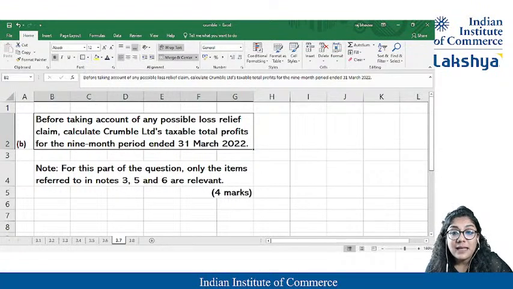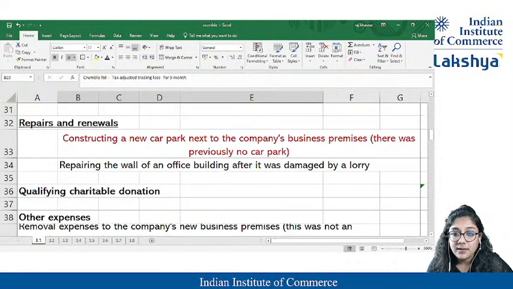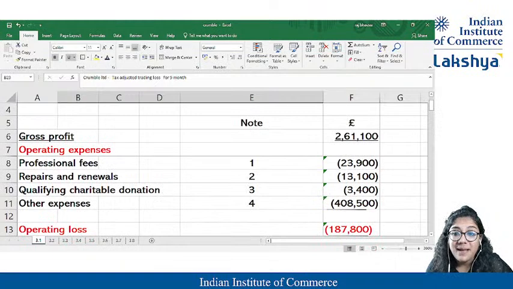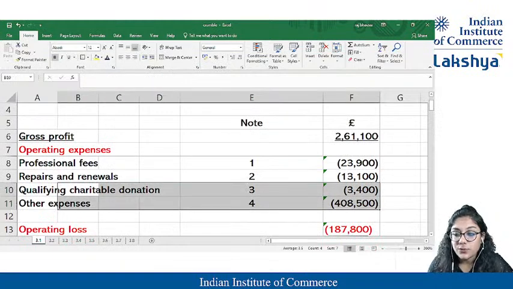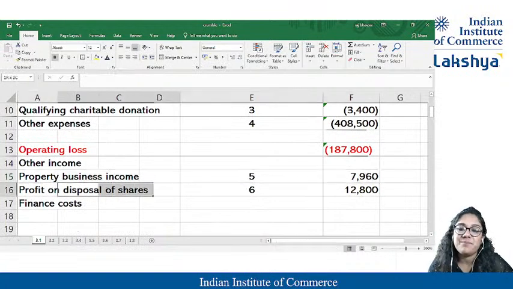Before taking that, calculate the taxable profit for the first 9 months, considering 3, 5 and 6 only. Guys, what is 3? What is third? Charitable institution. Cool. 5 is property business. Oh, 6 is disposal of shares.